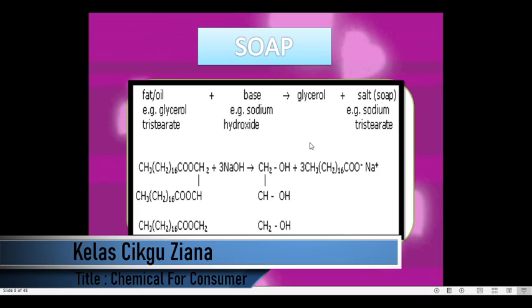So sekarang ni dan akan menghasilkan soap. So mana dapat? Kalau kamu tengok yang ini, yang ini adalah daripada stearat. Kenapa dia tristearat? Sebab ada 3 molekul. Dia akan combine with the sodium. So that's why dia panggil sodium tristearate, sebab ada 3 stearat kat sini. Yang ini dia akan combine dengan hydroxide.